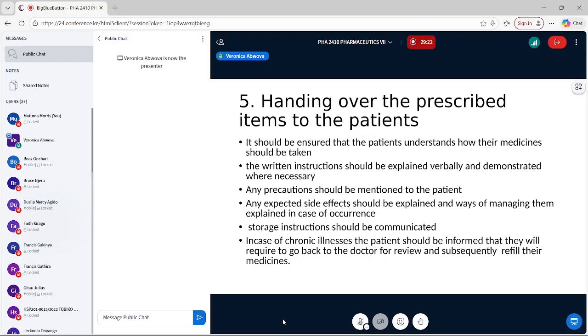In case of chronic illnesses, the patient should be informed that they will be required to go back to the doctor for review and subsequently refill their medicines. Again, sometimes pharmacists will assume that the patient has been told this, when in real sense, sometimes when you talk to the patient, you realize the patient has not been told all this information.